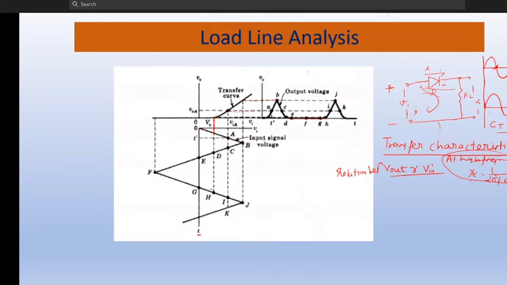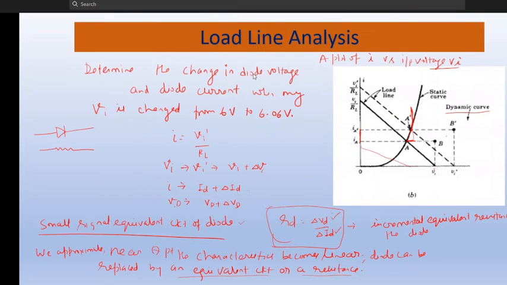Which type of question will come from this topic, sir? Load line means, like I can tell you, suppose I am giving you a variation in the input voltage from 6 volt to 6.06 volt, plot the load line. This type of question will not come, because right now it will be multiple choice questions.